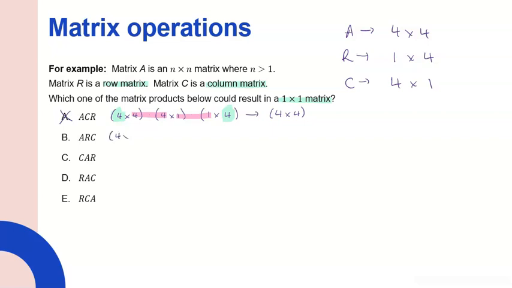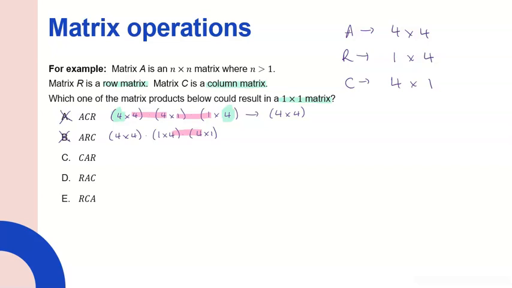Again, starting with A is a 4 by 4, R is a 1 by 4, and C is a 4 by 1. Now in this case, we don't have a defined matrix. Those first two can't be multiplied. So no result, no defined product.